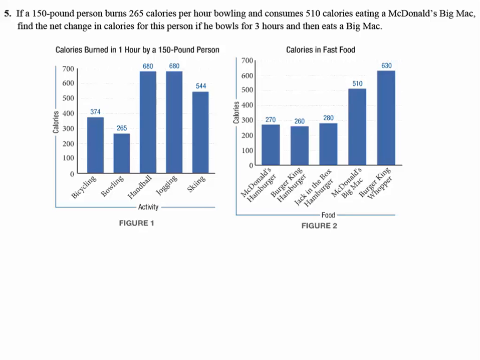So let's see, if a 150 pound person burns 265 calories per hour bowling and then eats 510 calories of a McDonald's Big Mac, find the net change in calories for the person if he's going to bowl for 3 hours straight and then eat the Big Mac. So let's go for it here. I'm going to start it off like this. So he's going to eat 1, and it doesn't matter which way we add this up here, or subtract it here.